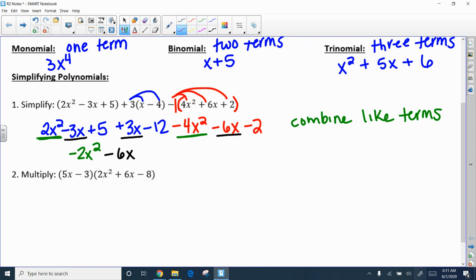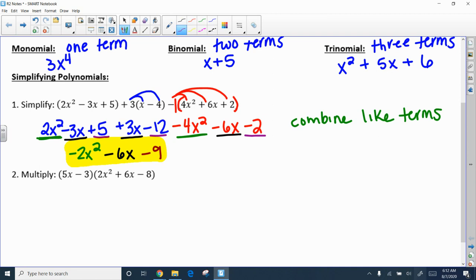And then our last type of term is the numbers. We have 5 minus 12 minus 2. Or you can think of it as 5 plus negative 12 plus negative 2. So 5 plus negative 12 is negative 7. And negative 7 plus negative 2 is negative 9. So after we got rid of all the parentheses, I was able to combine like terms. And now our answer is negative 2x squared minus 6x minus 9. That's as much as I can simplify.